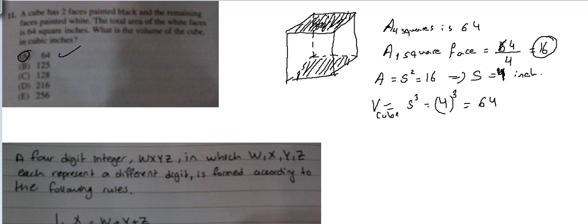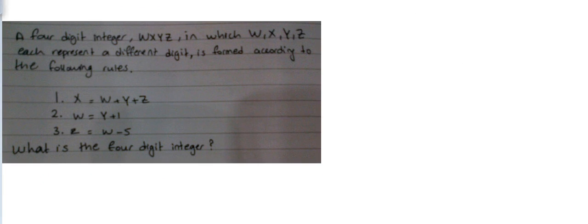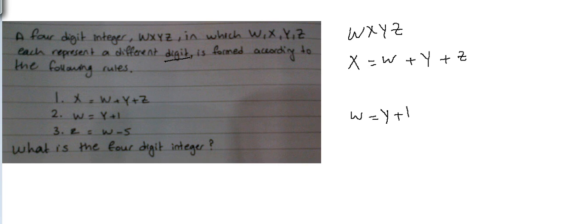All right, another number, a 4-digit integer. This is a very nice number. A 4-digit integer, w, x, y, z, in which w, x, y, and z each represent a different digit, is formed according to the following rules. Digit x is w plus digit y plus digit z. Digit w is y plus 1. This means y equals w minus 1. And digit z is w minus 5.